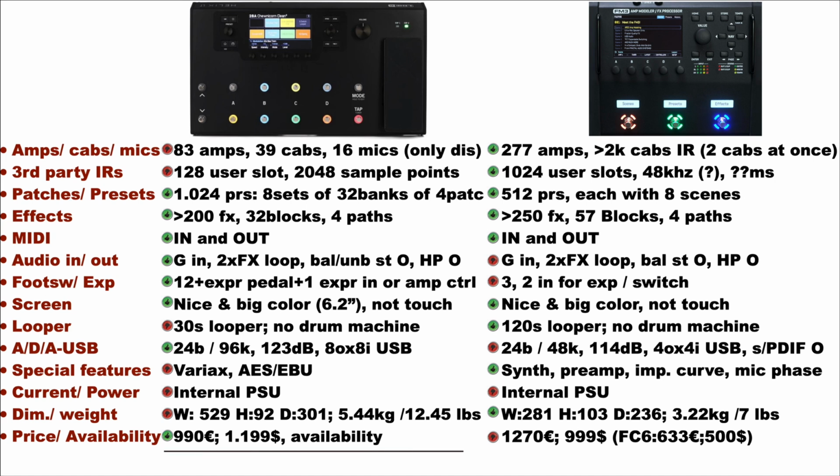So finally, let's count the red and green thumbs. Suspense. We have 8 green and 6 reds for the Helix and 9 green and 5 reds for the FM3. So the FM3 is a tiny bit better.